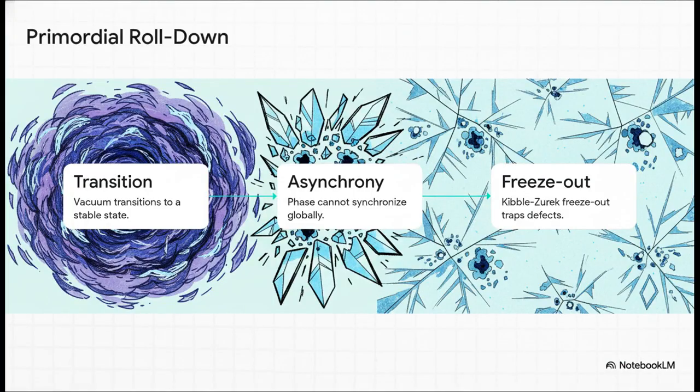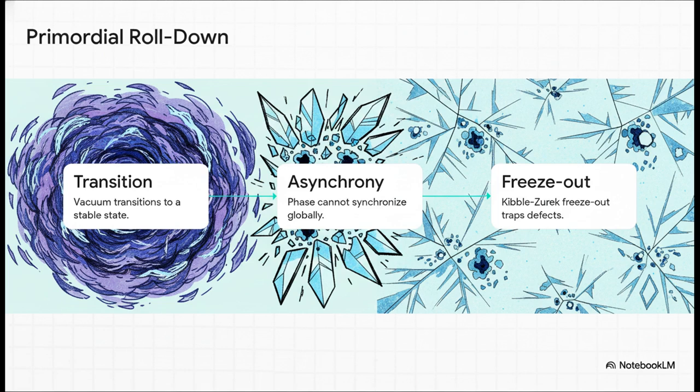To understand where these hills even came from, we have to rewind all the way back to the primordial universe. Initially, right after the Big Bang, the vacuum is in this super unstable state. Then it undergoes what physicists call a tachyonic roll-down, transitioning into a stable state. But because this happened so incredibly fast, and the universe is, well, huge, the phase of the vacuum couldn't synchronize everywhere at once. Imagine a lake freezing over really rapidly.